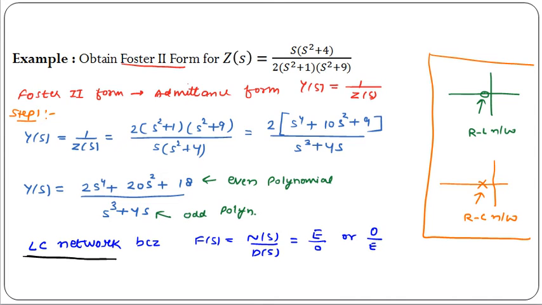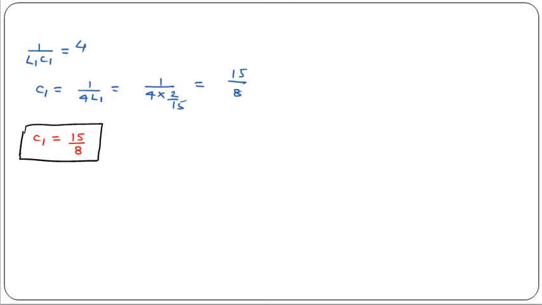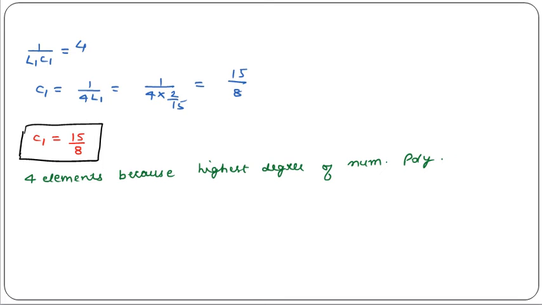Okay, so here if we see Y of s, the highest degree of the function is 4, because the highest polynomial of the numerator is 2s power 4, so it is 4, so that is why we are getting 4 elements. Okay, so we are getting 4 elements because the highest degree of the numerator polynomial is 4. So that is why we are getting 4 elements, that is L0, C0 and L1, C1.